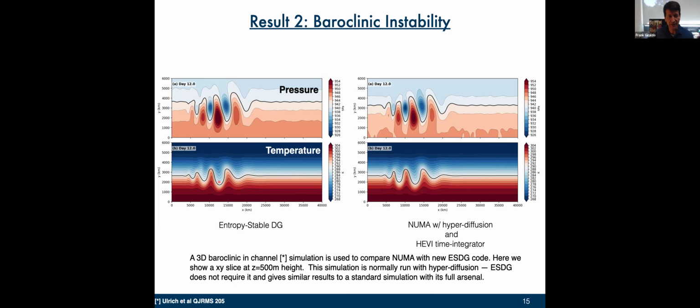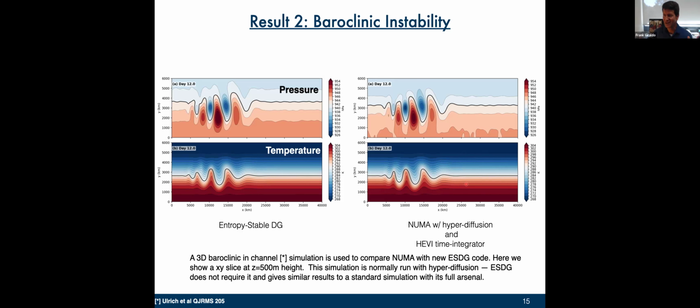And the difference between the first column and the second column is that the first column is the new entropy stable DG Julia code, and the second column is NUMA, using all of its capability, right? So using the tensor viscosity hyperdiffusion operators that we have in it, the heavy time integrators, all that stuff. It's using a lot of machinery. It's using continuous Galerkin methods in this simulation here, but we've also done it with our entropy stable version inside there, and we get similar results.